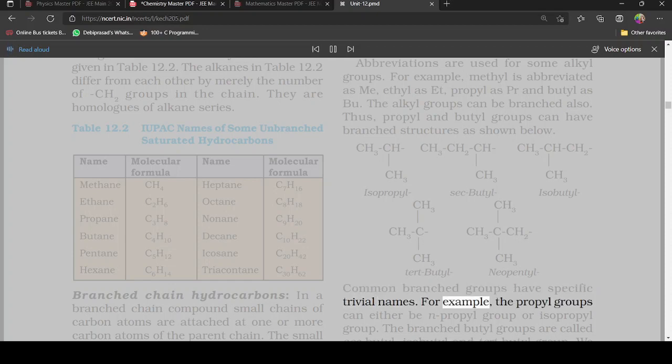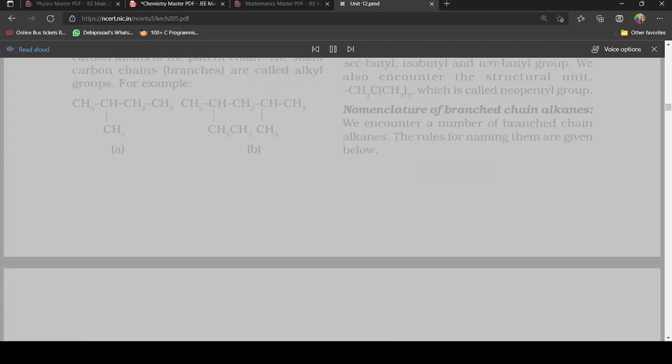For example, the propyl groups can either be n-propyl group or isopropyl group. The branched butyl groups are called sec-butyl, isobutyl, and tert-butyl group. We also encounter the structural unit CH2C(CH3)3, which is called the neopentyl group. Nomenclature of branched chain alkanes. We encounter a number of branched chain alkanes. The rules for naming them are given below.